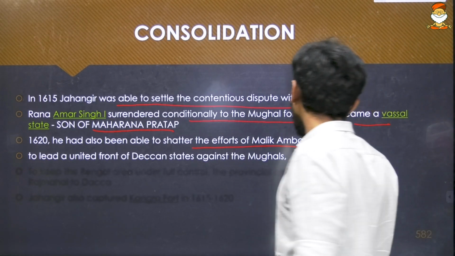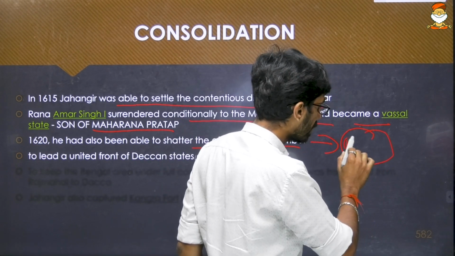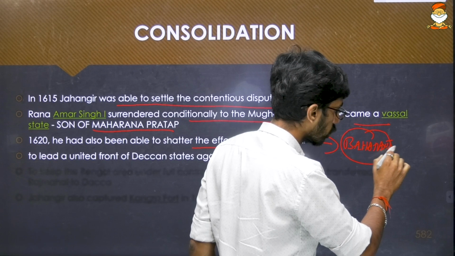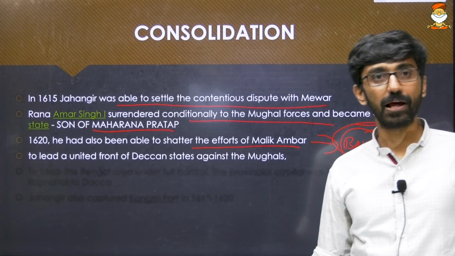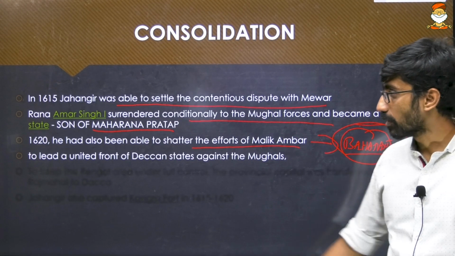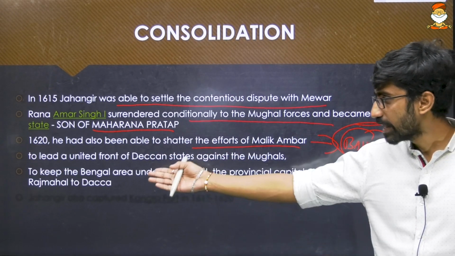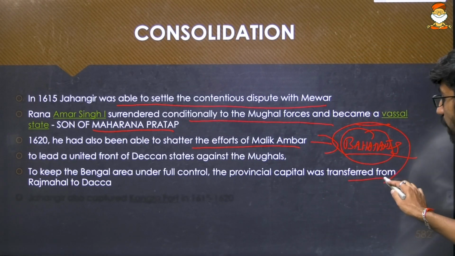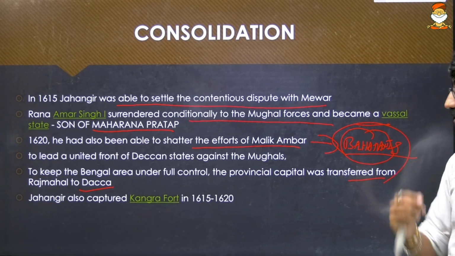And who was this Malik Ambar? Malik Ambar was organizing all the Bahmani successor states to go against the Mughals, but that particular plan was also demobilized. So he shattered the ideas of Malik Ambar. Again, to keep the Bengal area under full control, he shifted the capital of Bengal from Rajmahal to Dhaka. So that is Jahangir's consolidation.